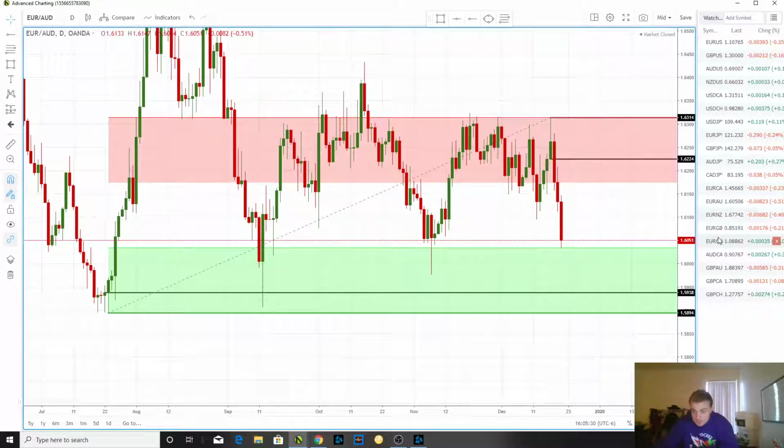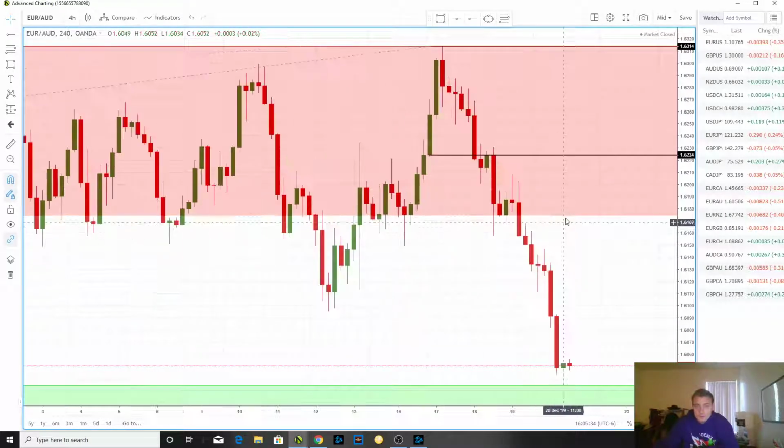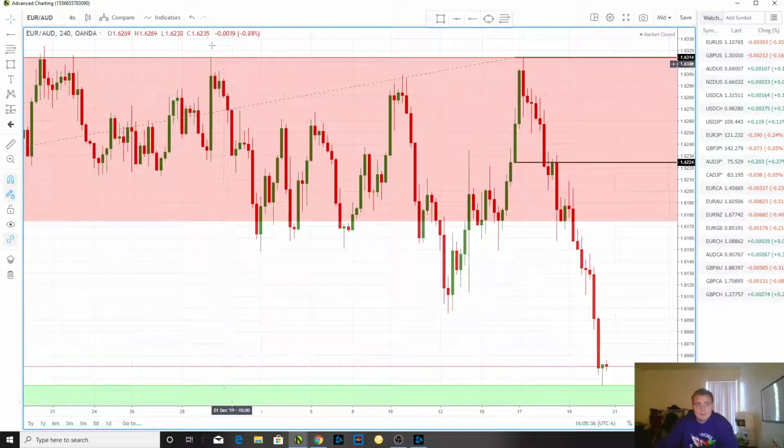But anyways, next the Euro Aussie. This would have been a really good level on the 240 actually, right here. Even on the daily, the trend matched up. This would have been what I call a range trade, even though it was already tested before. But I did take it.